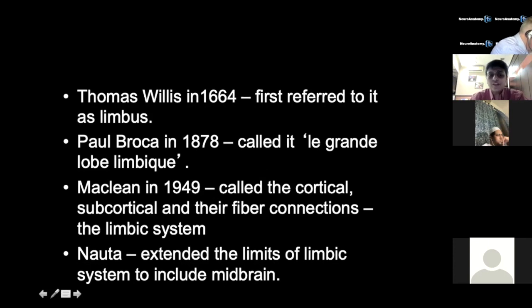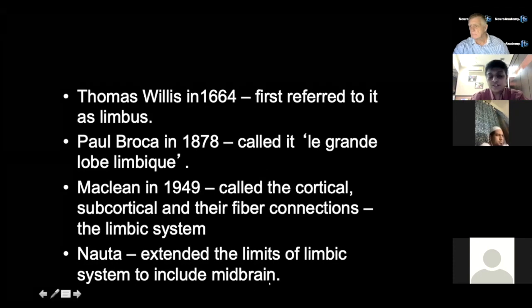Now MacLean in 1949 added more connections to this limbic system. He added cortical, subcortical, and more fiber connections, and he started calling it the limbic system. Nauta, by means of silver degeneration studies, extended the limits of the limbic system to include the midbrain. And now, as we know it, the limbic system includes cortical and subcortical systems that connect the hypothalamus and connect to the brainstem and the lower part of the brain. Basically, how does the limbic system differ from your motor system? When you have a motor sensory system, it connects basically to your corticostriatal pathway.